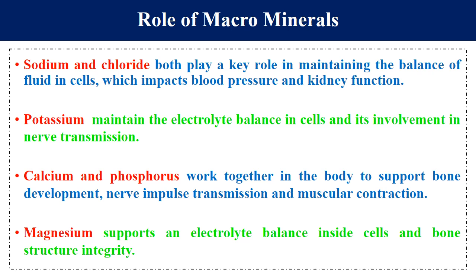And then calcium and phosphorus work together in the body to support bone development, nerve impulse transmission and muscular contraction. Calcium is very important in muscle contraction, and calcium and phosphorus together make the skeleton. And the last one is magnesium. It also supports electrolyte balance inside the cells and bone structure and integrity. So these macro minerals have a very important role in the health and physiology of pets.